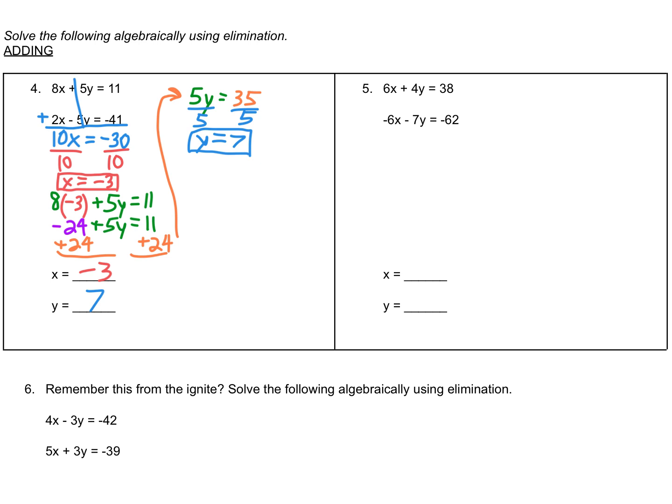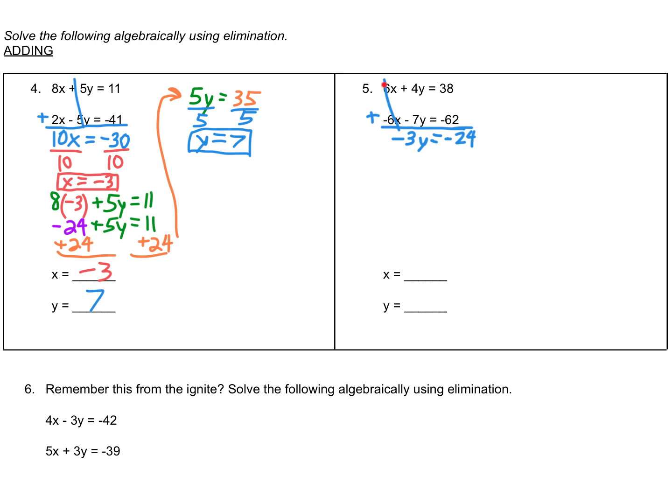We see that when we add them together, 6x minus 6x canceled to give me 0x. 4y minus 7y is a negative 3y, and 38 minus 62 is a negative 24. So 3y equals negative 24. So notice, sometimes the y's will cancel, sometimes the x's will cancel. It all depends, whatever one has the same x with a positive and negative, or the same y with positive and negative.